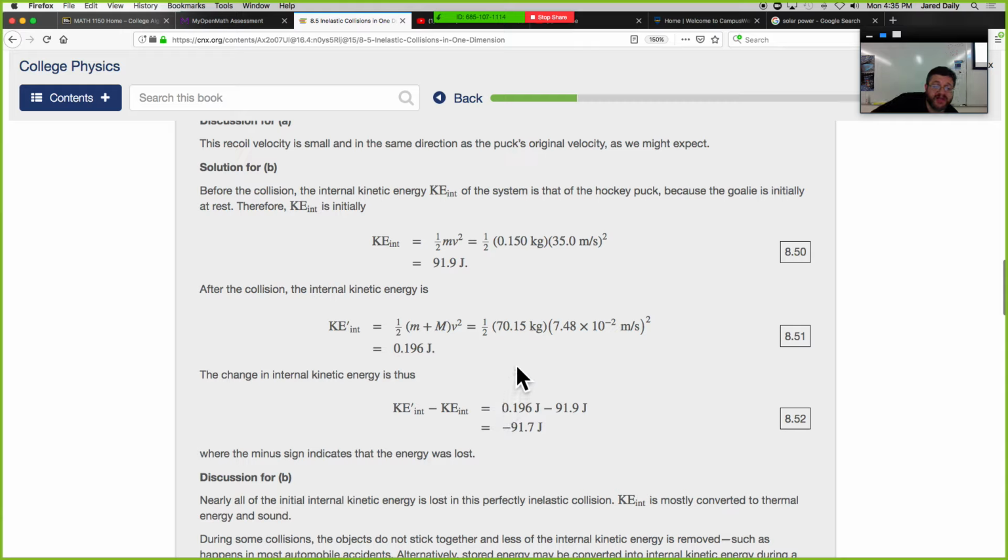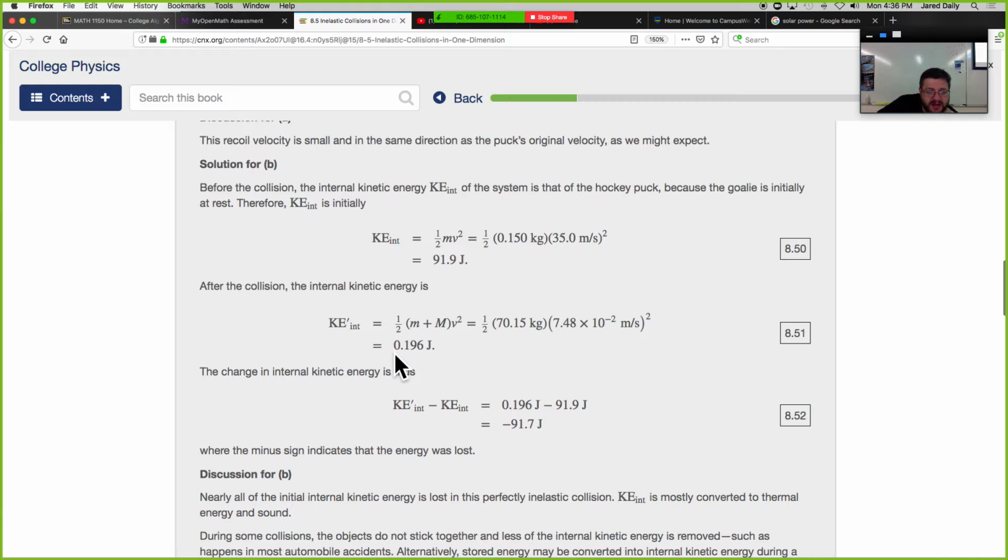Then in part B, they show us that the kinetic energies are not conserved. The initial kinetic energy of the puck is 91 joules. And then the final kinetic energy of the puck and the player turns out to be 0.196 joules. That's not conserved energy. We lost almost all of the energy, right?